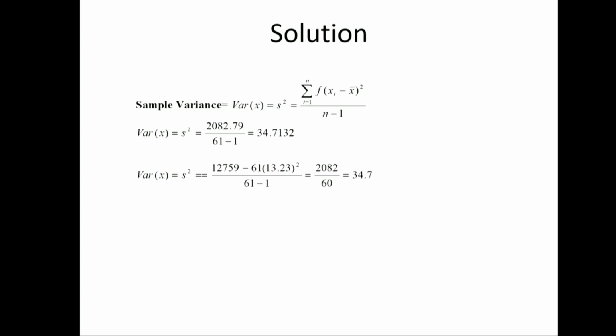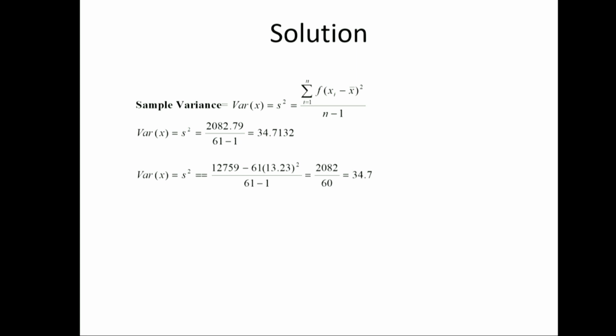Now let's look at the sample variance. For the sample variance, we have sum of F of Si minus S bar, everything square, divided by N minus 1. So the only difference is just the denominator. You deduct 1 from our sum of F or from our N. And that will now give us 2082.79 divided by 61 minus 1, and that will give us 60.